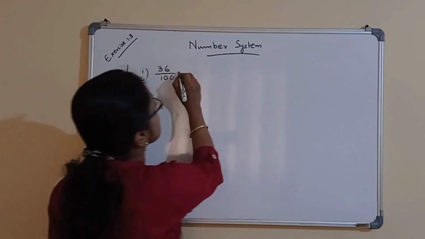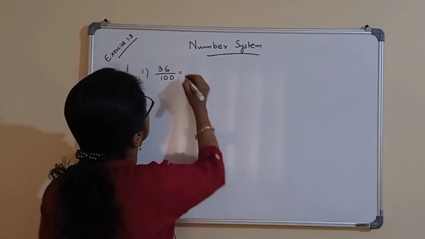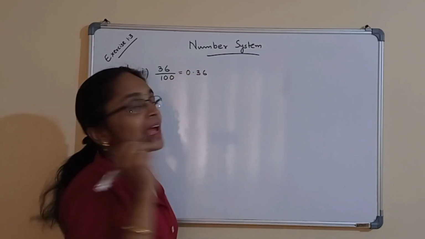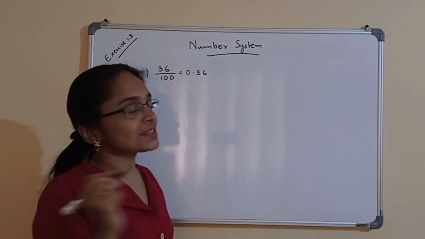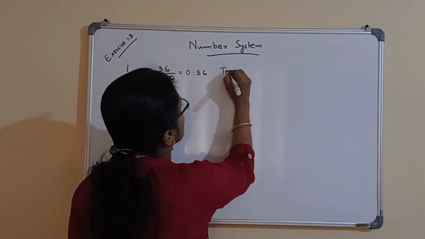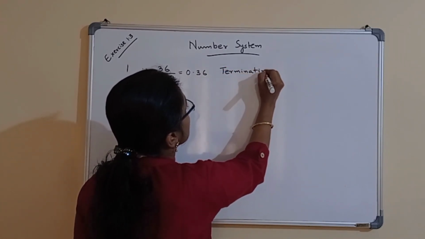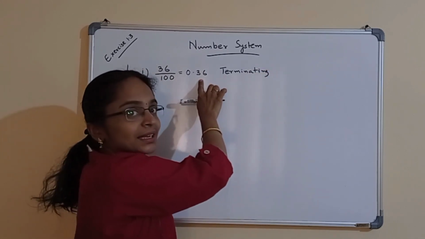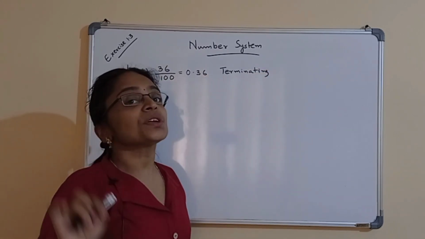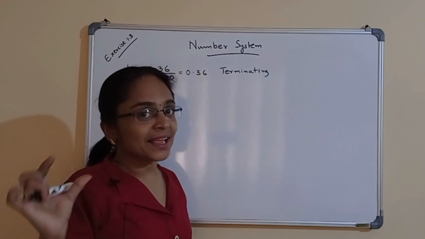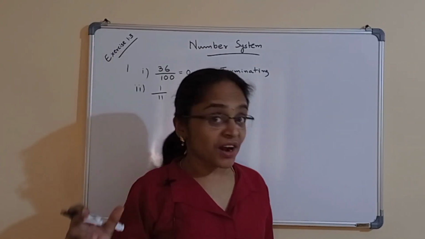So, dividing 36 by 100, what will you get? 0.36. And what kind of decimal expansion does it have? It is terminating, that is, it terminates after 6. So, it has a terminating decimal expansion. Next one is 1 by 11.